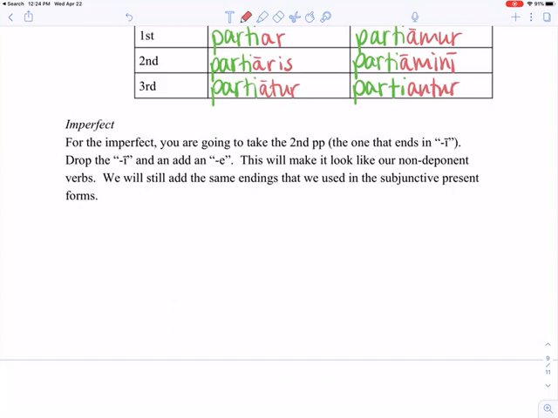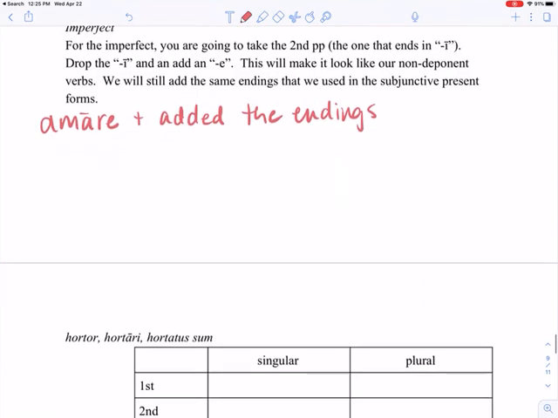Okay, and so before we move on into the imperfect, let's talk about some things first. Okay, so for subjunctive for non-deponent verbs, remember we just took our second principal part, so maybe, for example, amare, and then we added the endings. Okay. Now that's what we did for non-deponents. For deponents, we're going to have to take that second principal part, in other words, the one that ends in I.